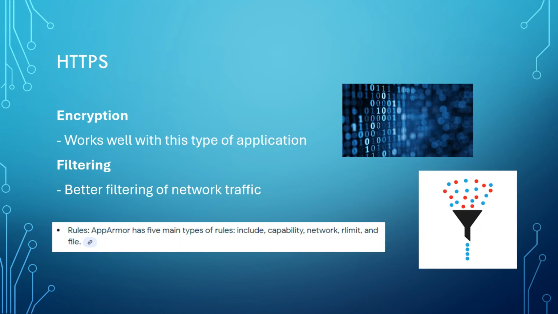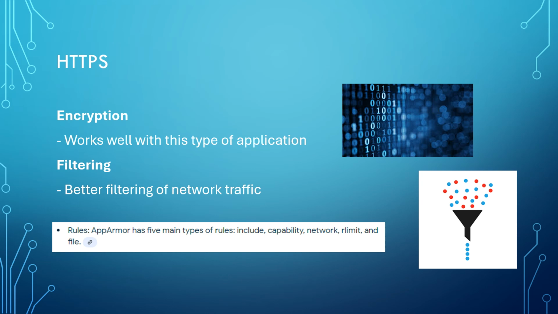The HTTPS-specific applications that I would use it for are encryption and filtering. The encryption of data between a device, in our case the profile, and the system, which would be AppArmor, works well with this type of application because it secures real-time conversation between the server and the users. So you can resolve issues a lot sooner and at the moment while still under a layer of protection.